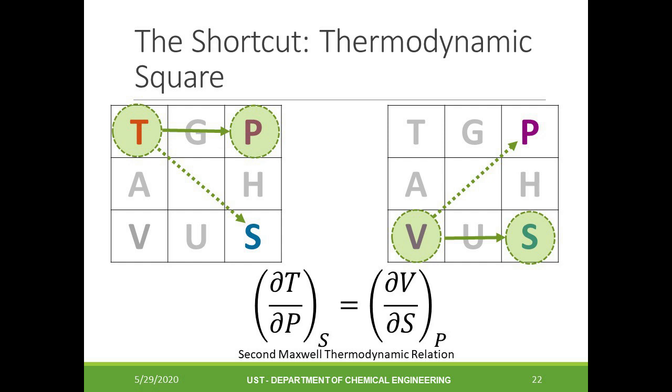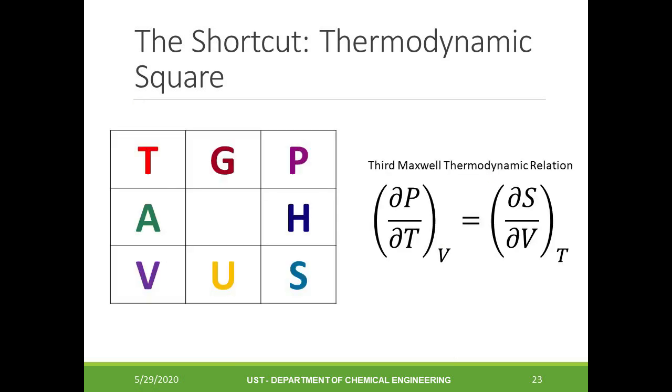Lastly, when pressure, P, and entropy or S come together in a term, we will put a negative sign on that side of the equation. In this case, since both P and S occurred on both terms of the equation, then obviously the negative sign will cancel out. Finally, let's look at the third Maxwell relation.